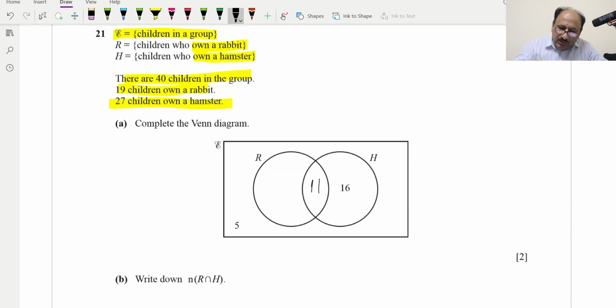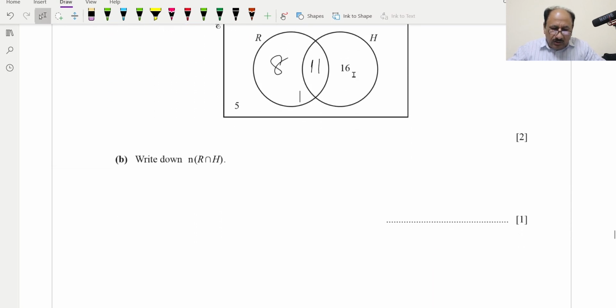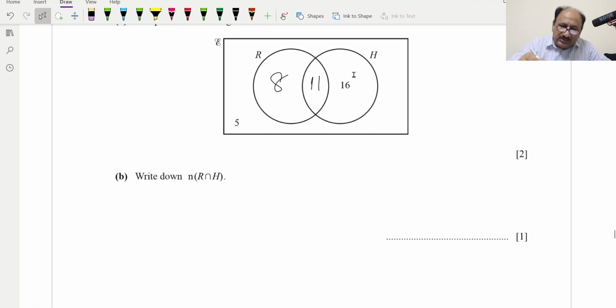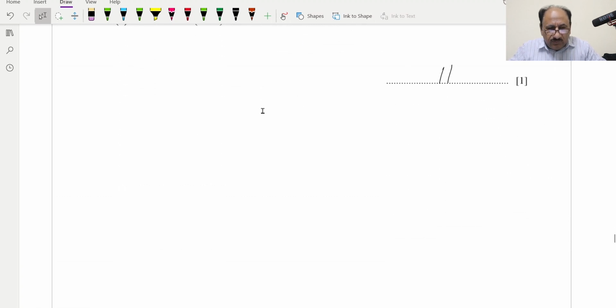Now 19 should be in R. Out of 19, 11 is gone in this region, so the remaining will be 8. So this will be it. These two are adding up to 19, and similarly these two are adding up to 27, and this is how we have completed the Venn diagram. Write n of R intersection H. R intersection H is this section, and there are 11 members in this section, so our answer for this one will be 11, which is a 1 mark question which I have explained.